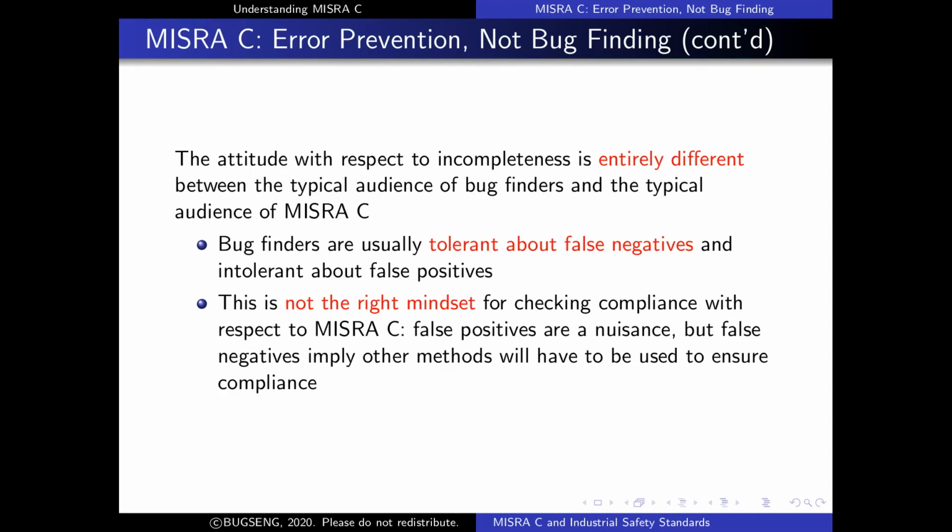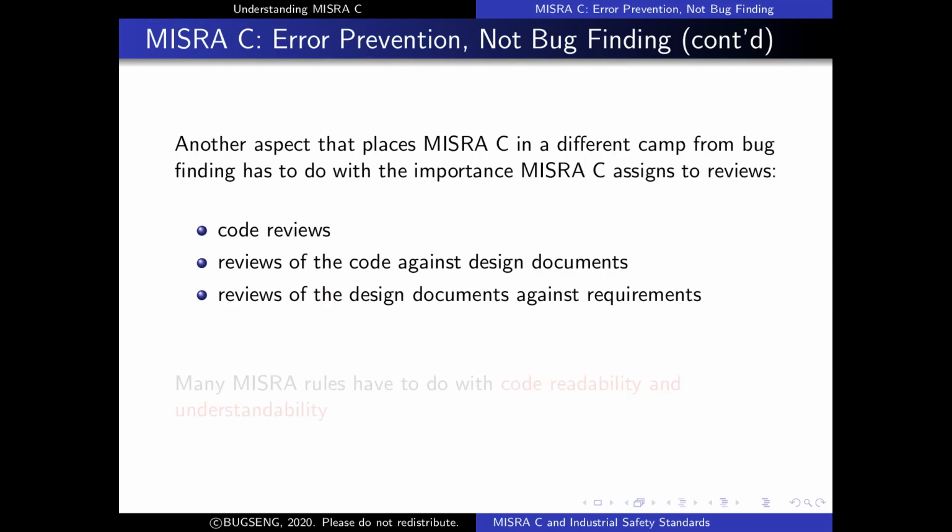MISRA C has to do with the development of safety critical systems or systems that are critical in other ways, mission critical, security critical. Okay. So false positives are a nuisance, especially if the tool is of bad quality and it has lots of them. But if you have false negatives in a tool, it means you have to do other things in order to make sure that you are safe. Okay.